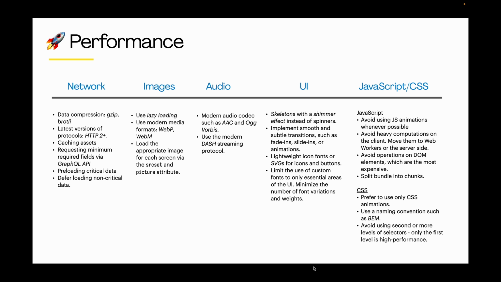For images, we will employ lazy loading, meaning we download an image only when it's needed. We will also use modern media formats like WebP for images and WebM for videos. Although we haven't discussed video in detail, if included, we should prefer using the WebM format. WebM is an alternative for WebP but for videos. We should load the appropriate image for each screen using the srcset attribute and picture HTML element.